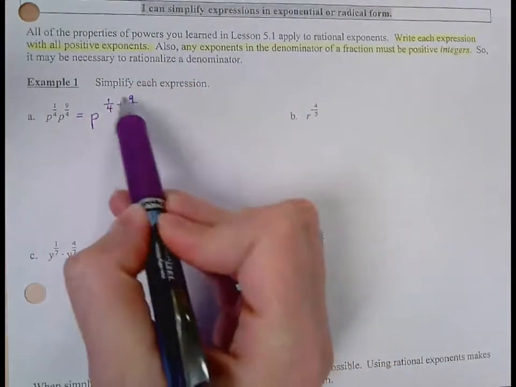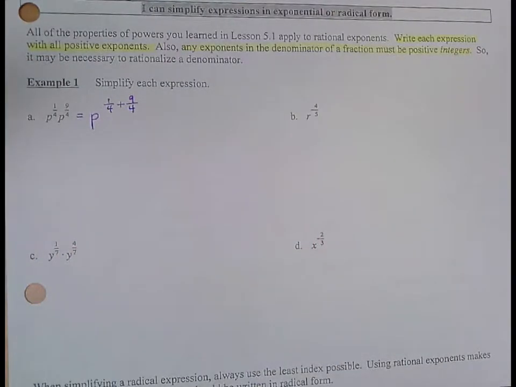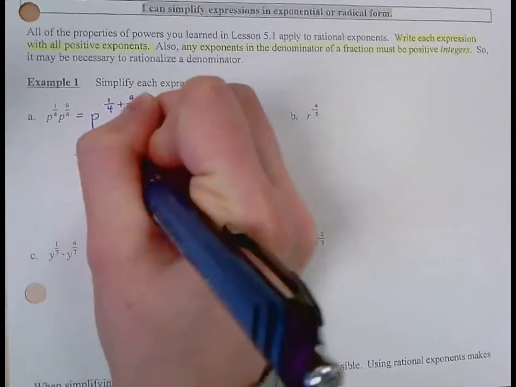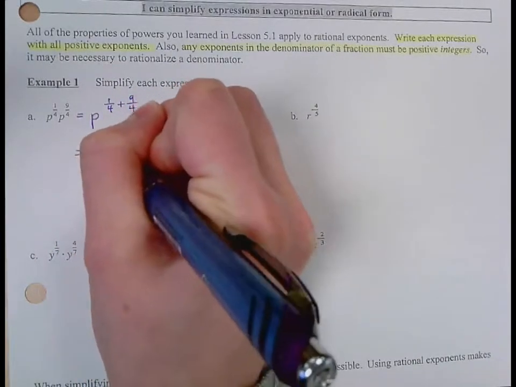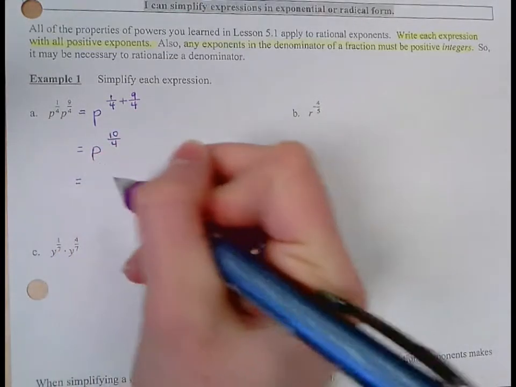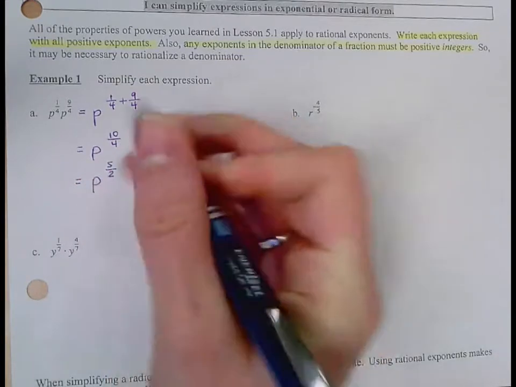Now, this example is nice because your denominators are the same, but remember, in order to add or subtract fractions, you need a common denominator. So if you were to not have one, you would have to get one. So this would be p to the 10/4. Add the numerators, keep the denominator 4. And then make sure in your exponent, any fractions are simplified. 10/4 can simplify to 5/2. So this is p to the 5/2.